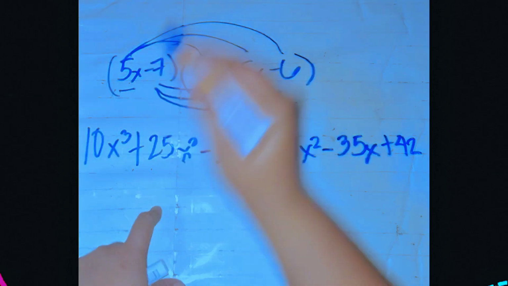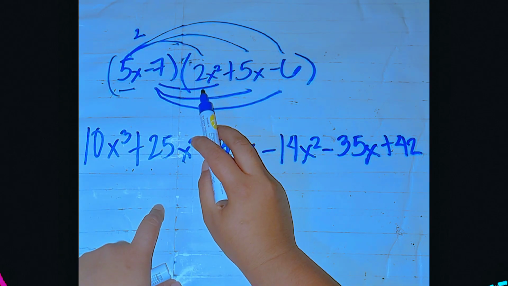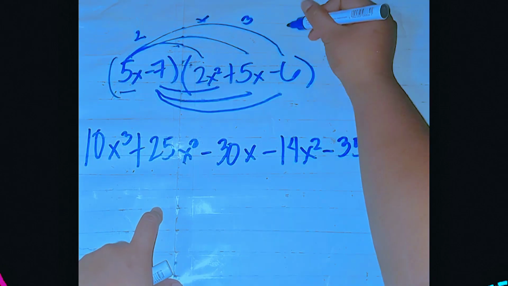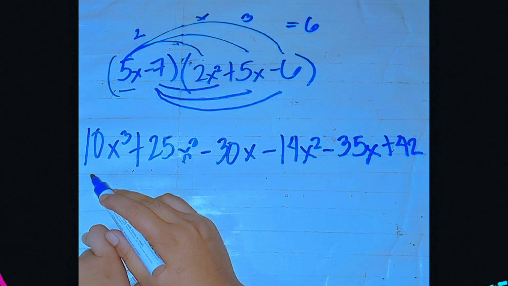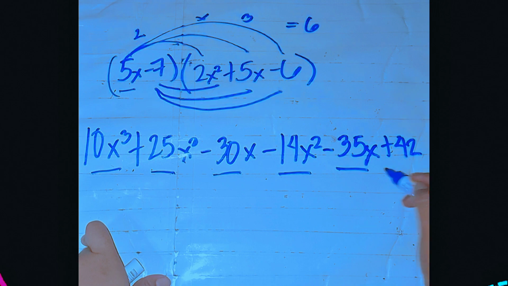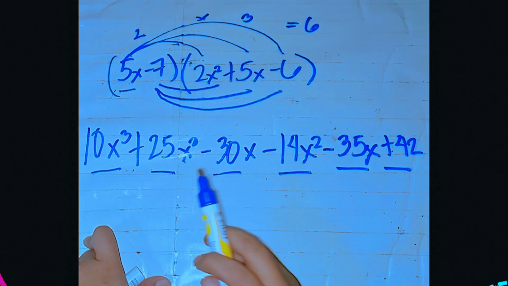As you have noticed, these are two terms. So we have 2. And these are 3 terms. 1, 2, 3. 2 times 3 is equal to 6. And here, we have 6 terms. 1, 2, 3, 4, 5, 6. That's when you know that you don't have a missing term.